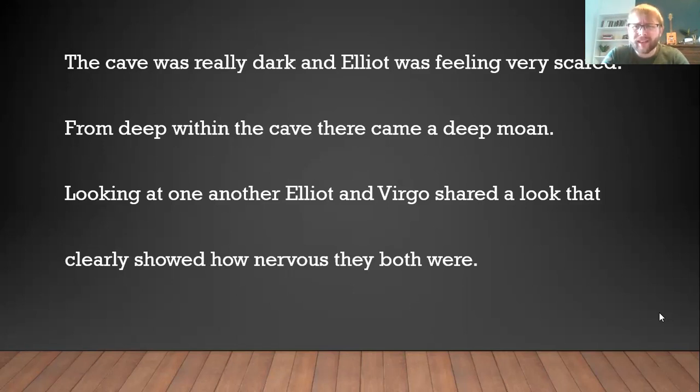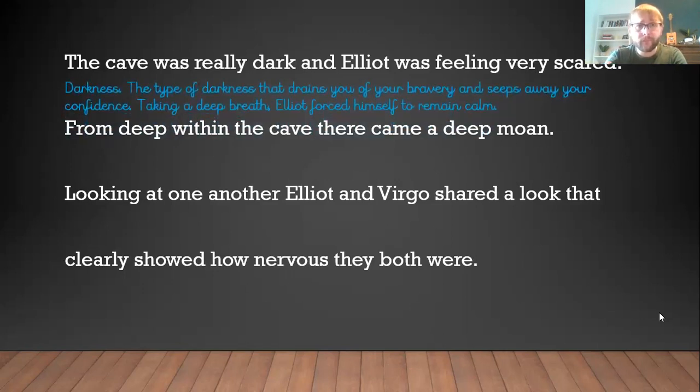The cave was really dark. That's tedious. Elliot was very scared. I mean, it's a compound sentence, but it's about as boring as it gets. So what I'd be doing is I'd be getting a blue for review, but if you don't have a blue for review at home, just use any pen you want. Getting my black pen, and I'd be making some corrections there. Well, not corrections, improvements.